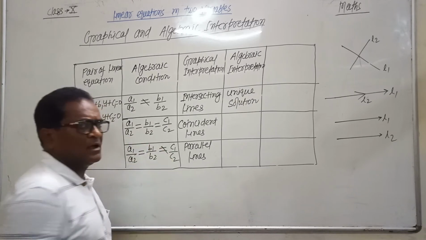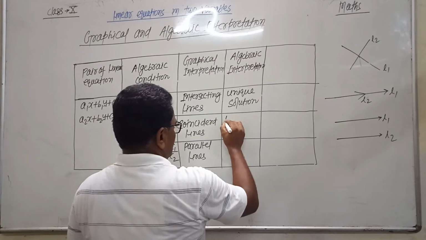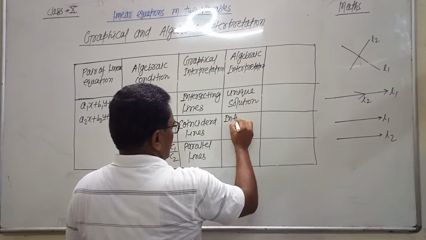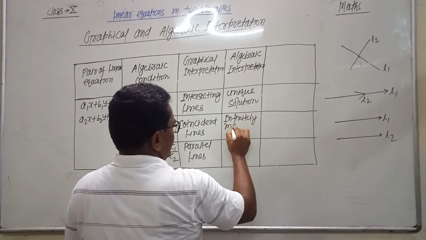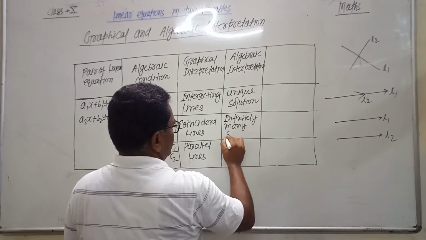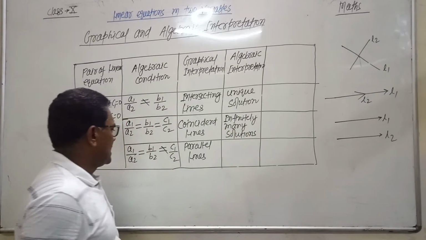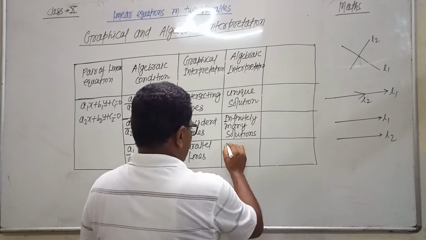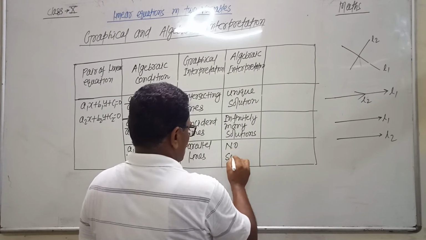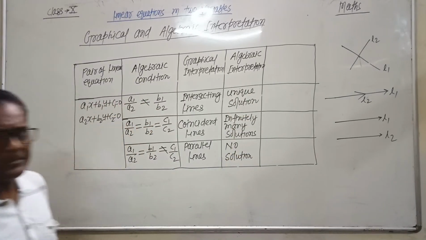If a1 by a2 equals b1 by b2 equals c1 by c2, then it gives infinitely many solutions. And if a1 by a2 equals b1 by b2 is not equal to c1 by c2, it means it gives no solution. So this is the algebraic interpretation.